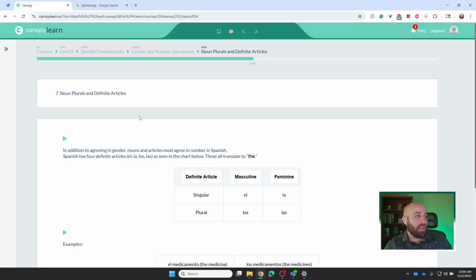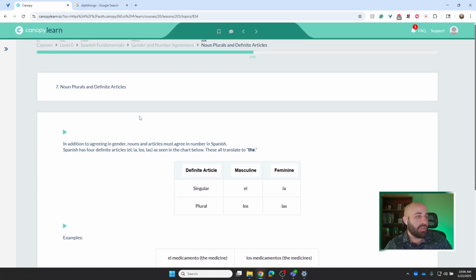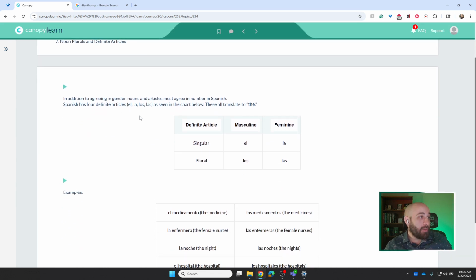All right, noun plural definite articles. Dang, 54% done. Okay. In addition to agreeing in gender, nouns and articles must agree in number. Spanish has 4 definite articles: el, la, los, las, as seen in the chart below. These all translate to the.